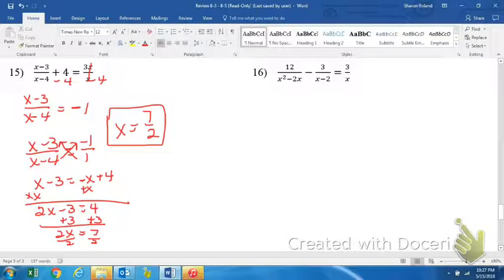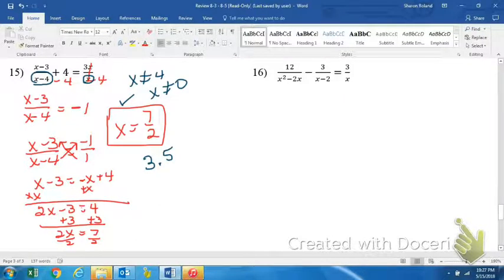We have to check for extraneous solutions, and what makes this denominator equal to 0 is 4. X cannot be 4. What makes this one equal to 0 is 0. X cannot be 0. Since we have 7 over 2, or some of you will probably write 3.5, which is fine, your answer is good. There are no extraneous solutions.